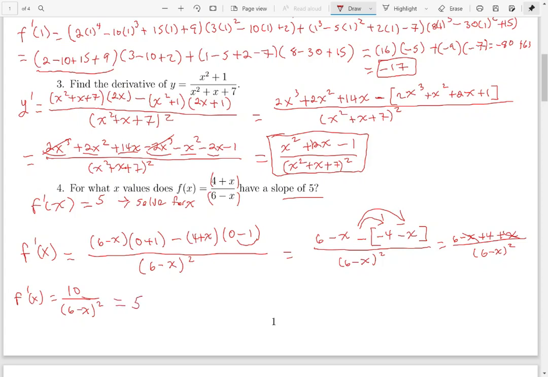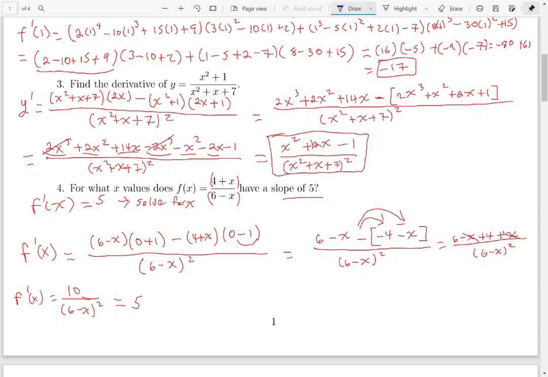So, set it equal to 5. Great. Then I have a rational expression. What are our tricks to solving rational expressions? Here we have a rational expression: 10 divided by (6 minus x) quantity squared is equal to 5.